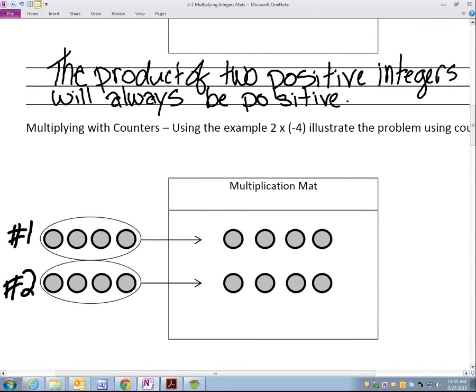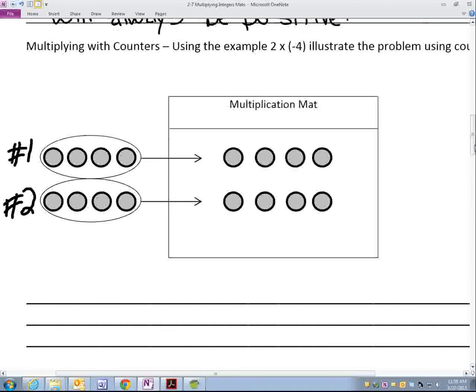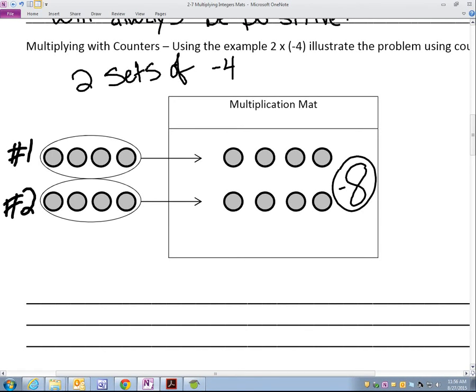Now it starts to get a little bit more complicated because we're starting to get negative integers in there. Multiplying with counters, using, for example, 2 multiplied by -4 to illustrate the problem. So this one's done for you, and there are 2 sets of -4, and that comes out to be a -8.